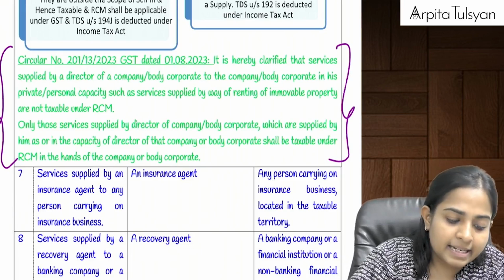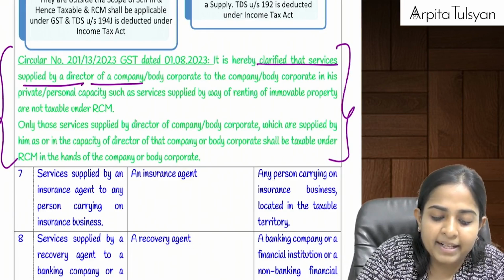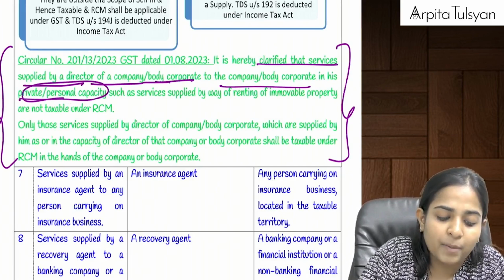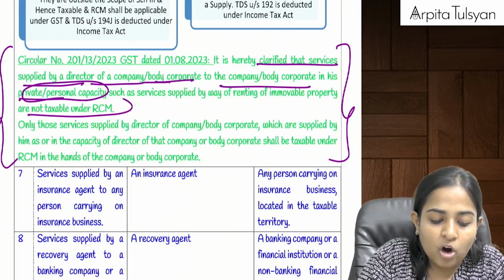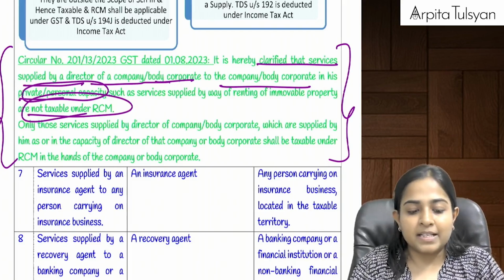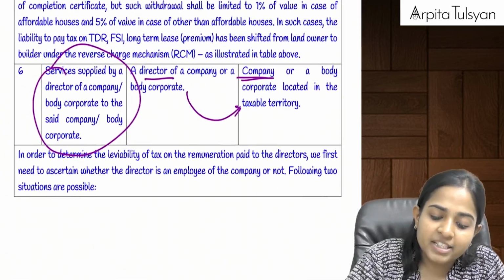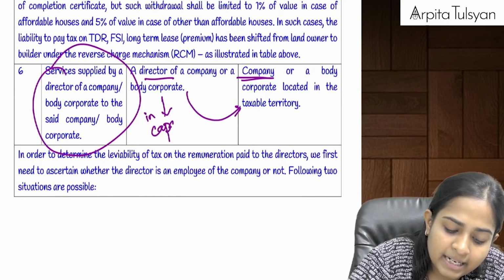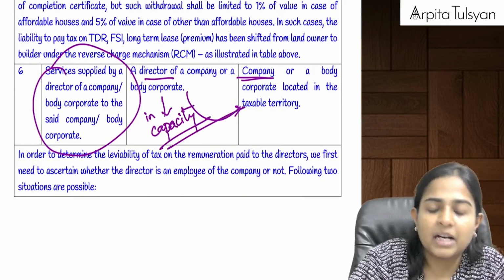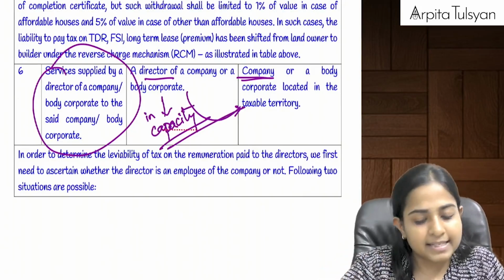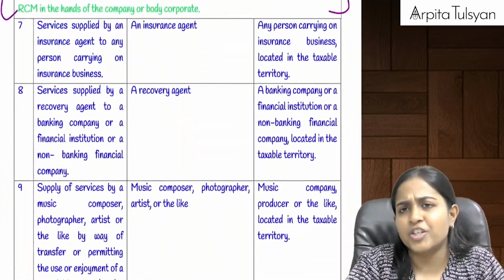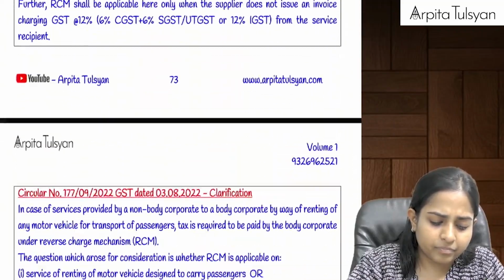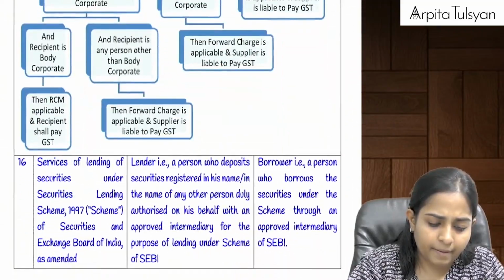Yes. See this, it is hereby clarified that services supplied by a director of a company or body corporate to the company in his private or personal capacity are not taxable under reverse charge mechanism. So only those services which the director has given in the capacity of a director, only then RCM is applicable. Otherwise, normal forward charge is applicable. Are you clear till here? Yes.